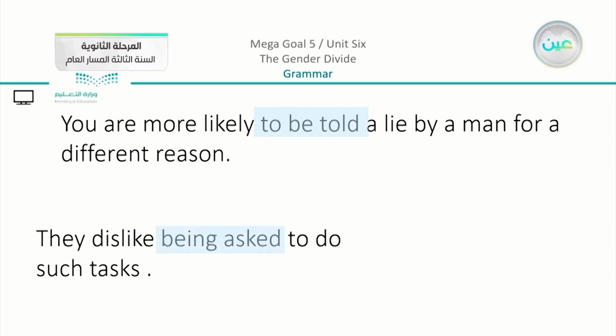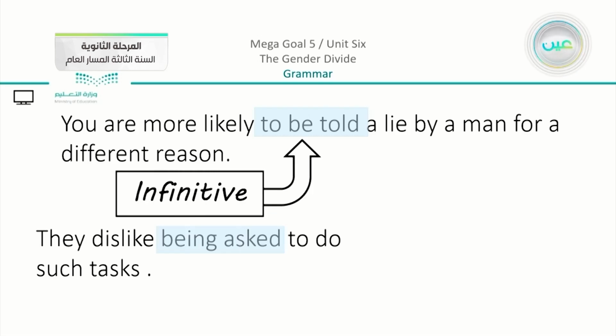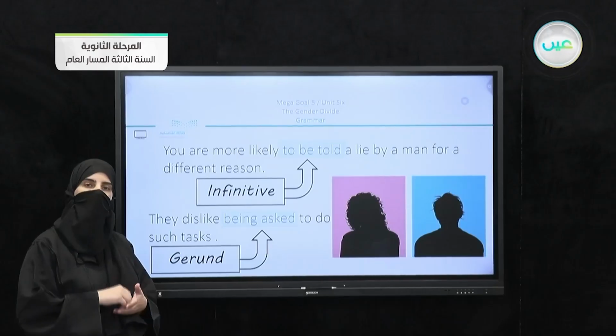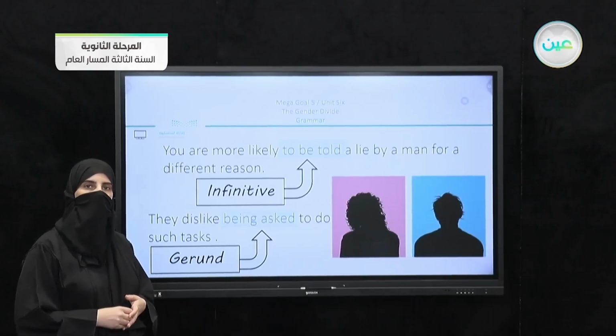Now, when you see these two examples, do you know who is actually the subject or who did these things? You are more likely to be told. Do you know who told you the lie? No. And in the second example, they dislike being asked to do such tasks. Do you know who is doing the asking here? No. So we do know that we are going to use the infinitive and the gerund, but this time we are going to use them with the passive because we do not actually know who is doing the verb.